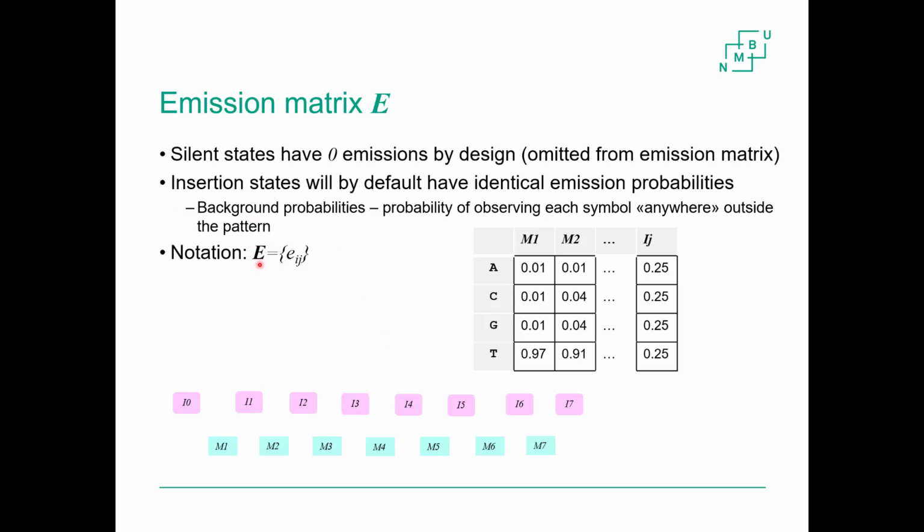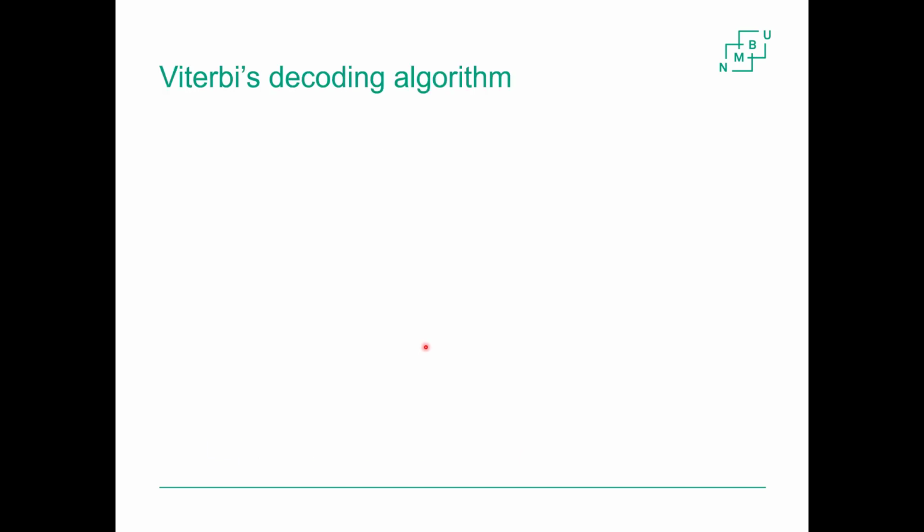So we usually call this E and the transition matrix T, naturally. And then we can start looking at the Viterbi decoding algorithm. And then we need to take a small cup of coffee first, I think. Well, the Viterbi decoding algorithm, let's have a look at it.